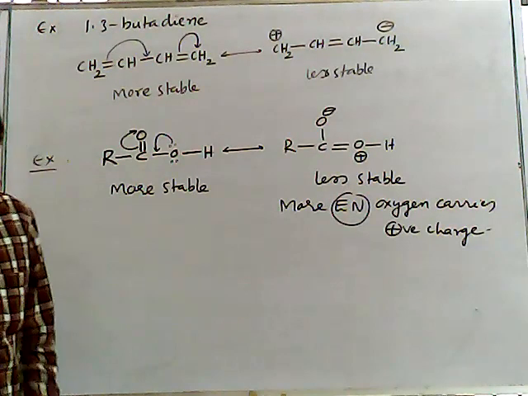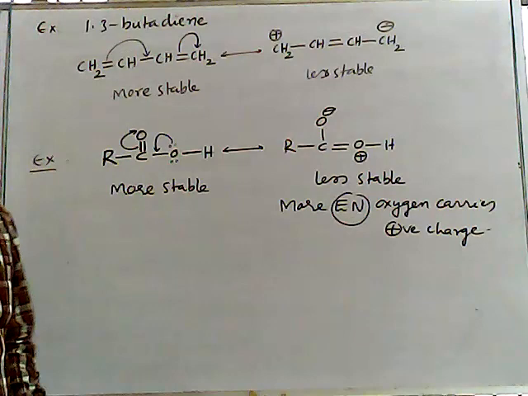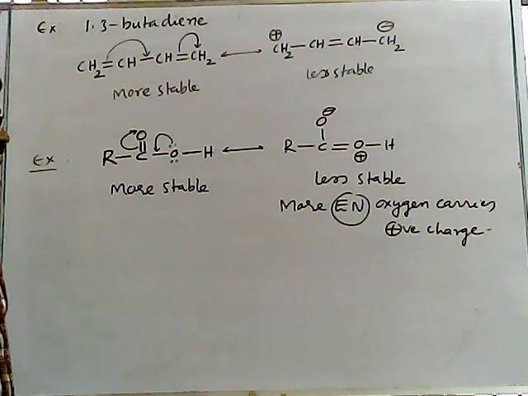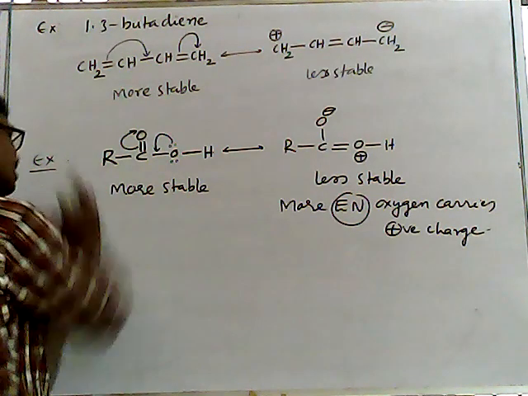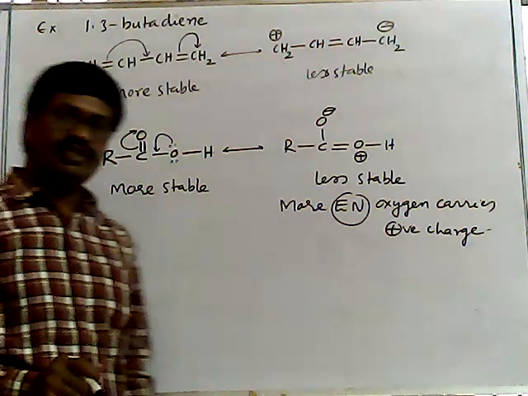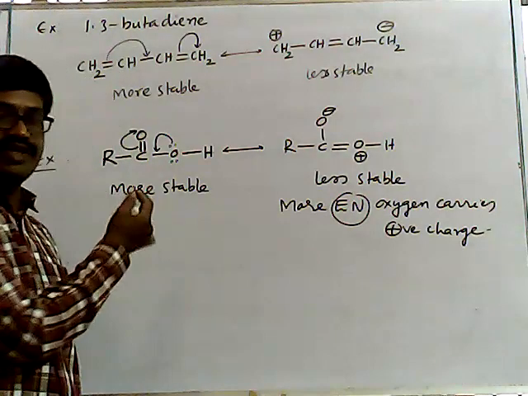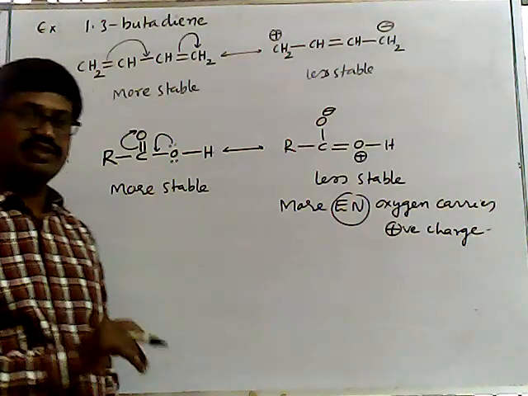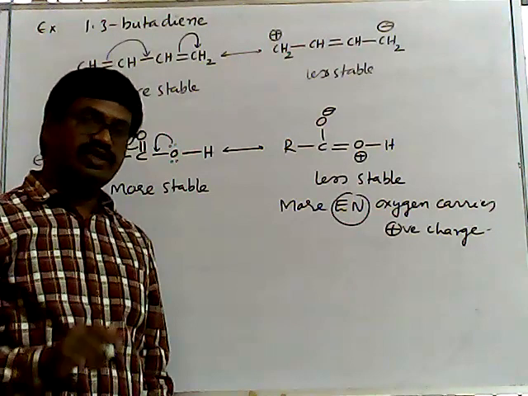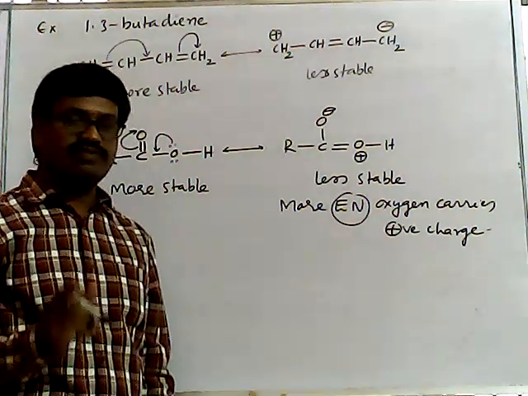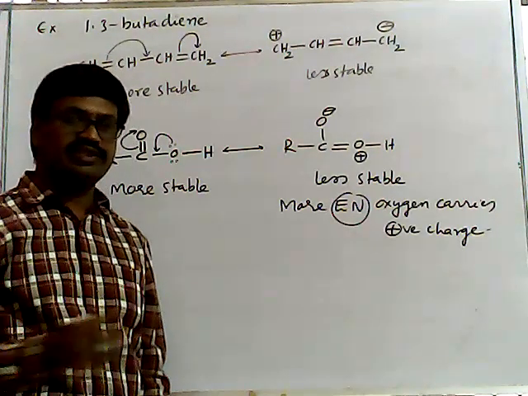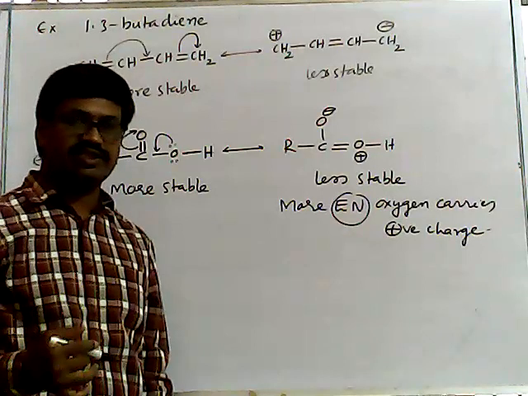Then lastly, I give some explanation related to bond order. You can go through different books for different examples of writing resonance structures. After writing resonance structures you have to select the order, which is more stable, which is less stable, either increasing order of stability or decreasing order of stability.